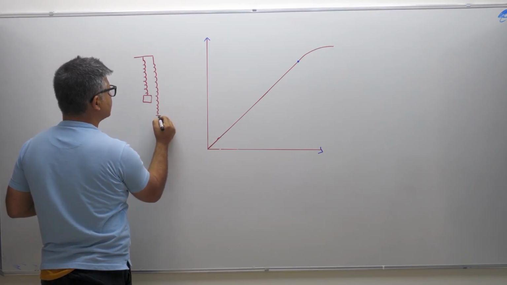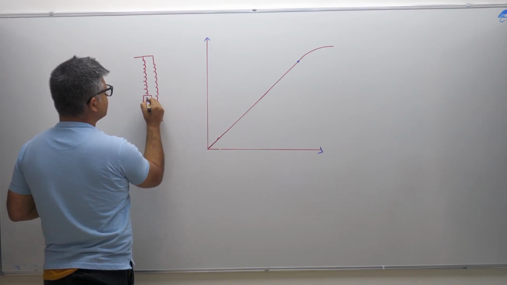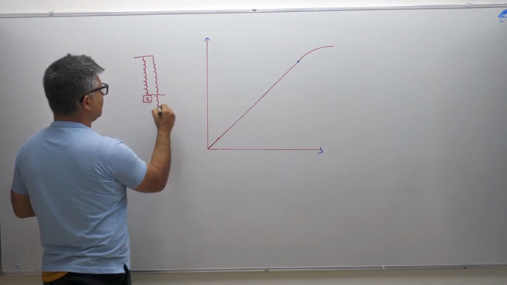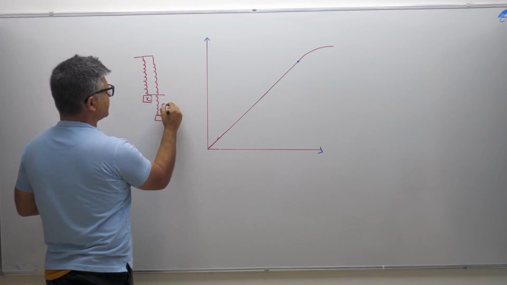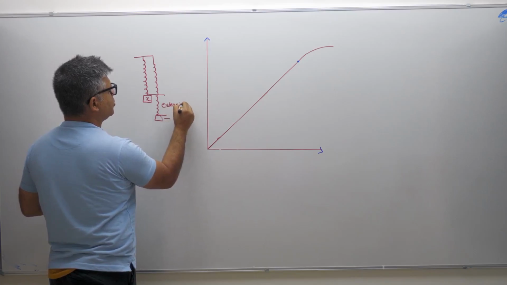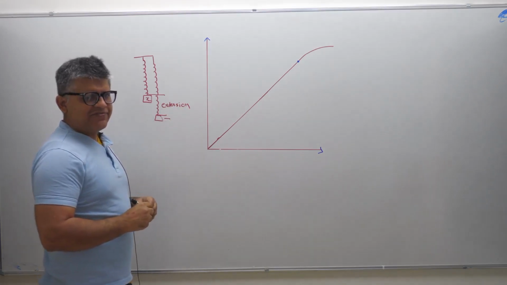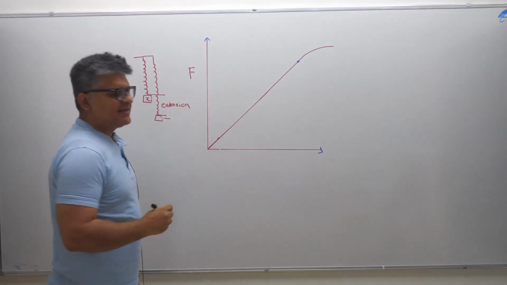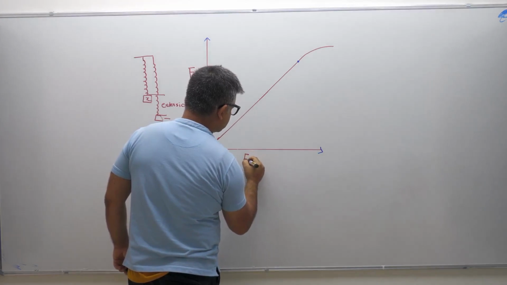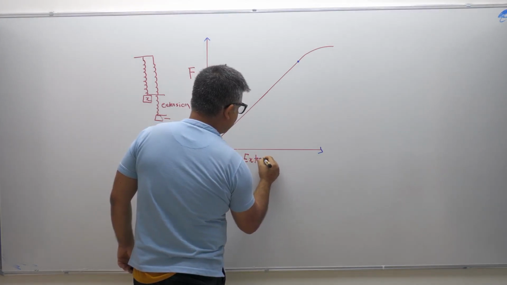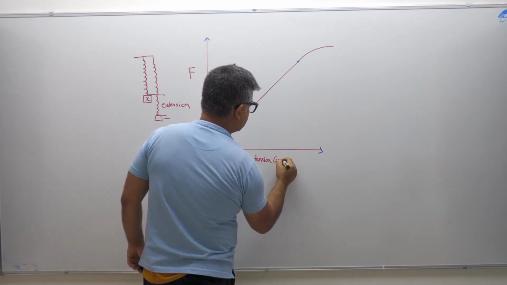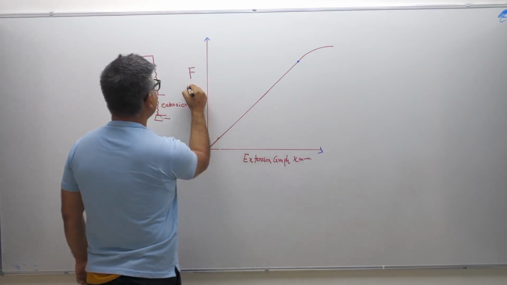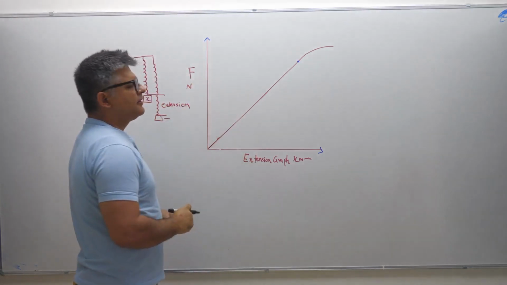So this is the extension of the spring. This was the mass X, you increase the mass, and now you see a certain level of extension. I hope you are able to identify this graph. This graph is basically the force versus extension graph, with extension in x meters and force in newtons.